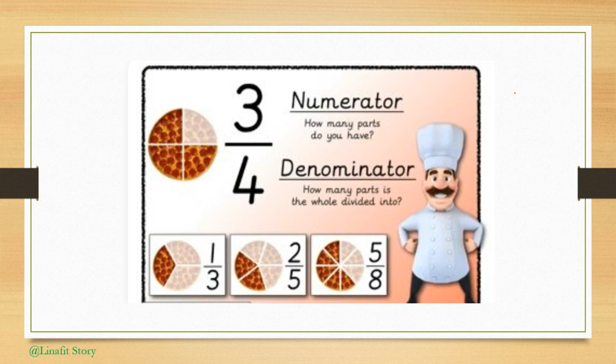Now here in the fraction, it consists of a numerator and a denominator. The numerator means how many parts you have, the top number. Like for example, this one, the shaded part, 1, 2, 3. How about the denominator? The denominator means the bottom number, how many parts the whole is divided into. Like this one, this is 2 out of 5. So 2 is the numerator while 5 is the denominator.